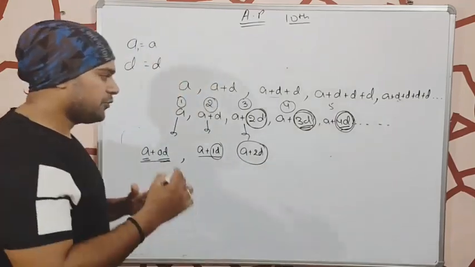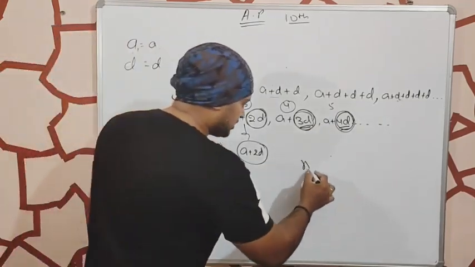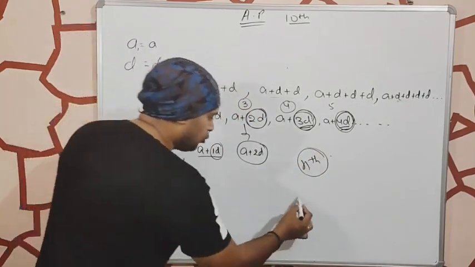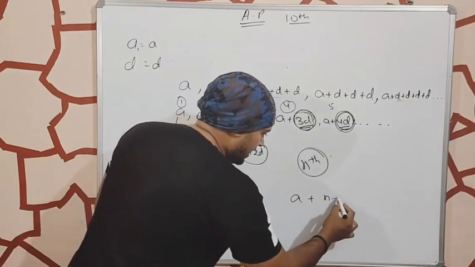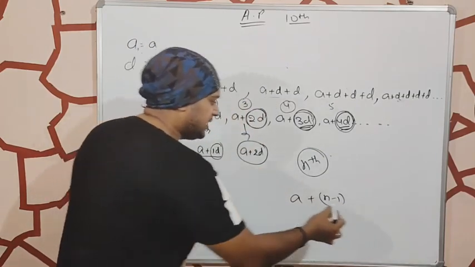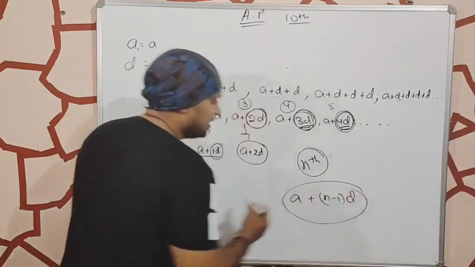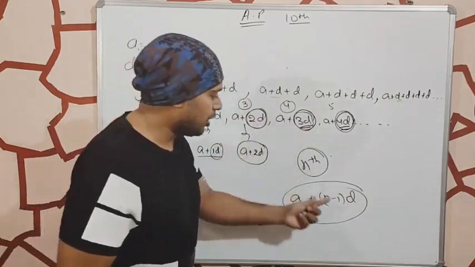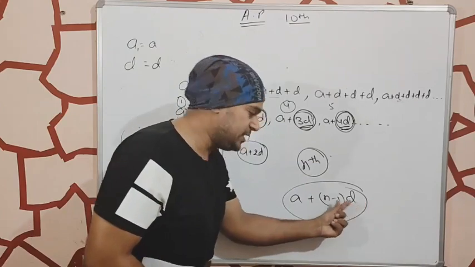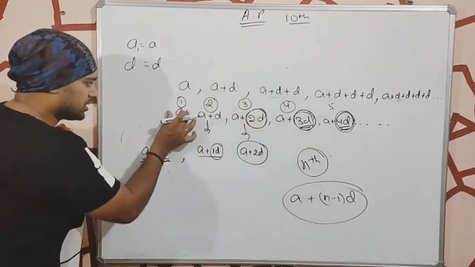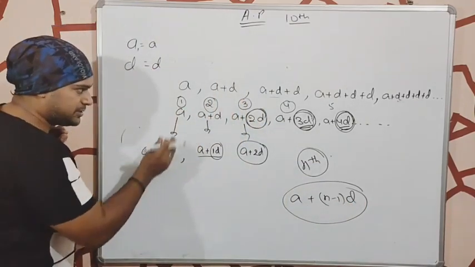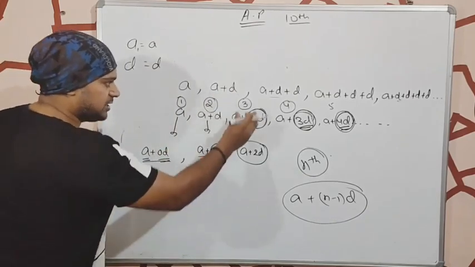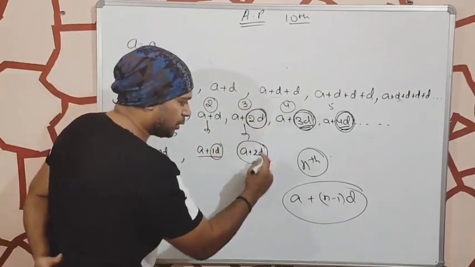So if you have to find out the nth term of this AP, how many d's will be added to a? Then there will be n minus 1, one less d will be added to a. So the nth term of this arithmetic progression is going to have n minus 1 d's added to it. Here see, the first term is having 0 d's, that is 1 less d. Second term is having 1 d, that is 1 less d. Third term is having 2 d's, that is 1 less d.